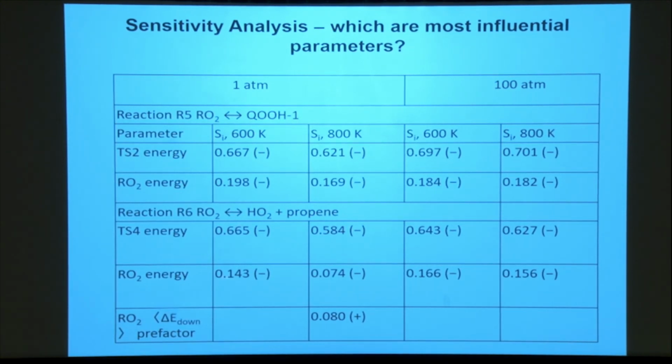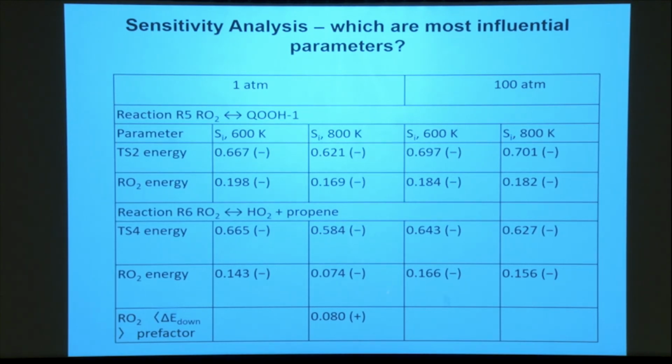And the same was true for reaction 6. This is the direct reaction going from RO2 to HO2 plus propene. Again, the transition state for that reaction is about 2/3 of a contribution to the overall variance, slightly lower at higher temperatures. And the RO2 energy is the second most important. At higher temperatures here, we do see a contribution from the pre-exponential factor for our delta E down model. So there's an 8% contribution from this.